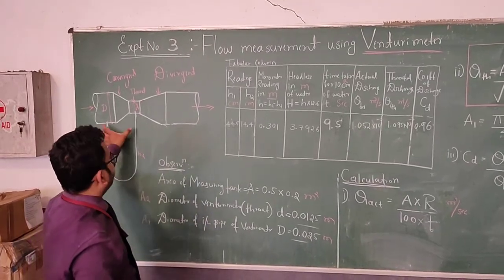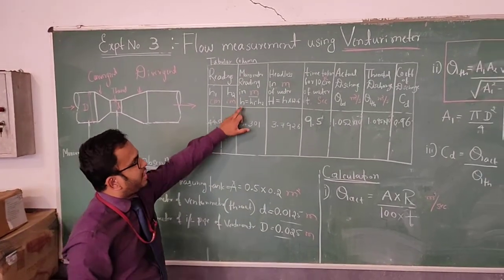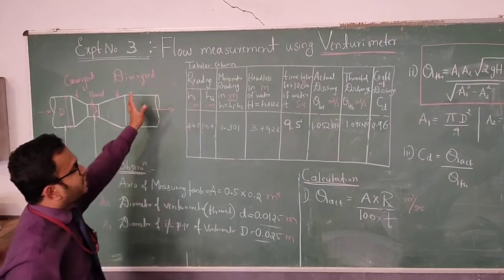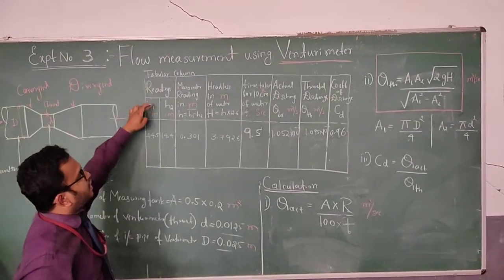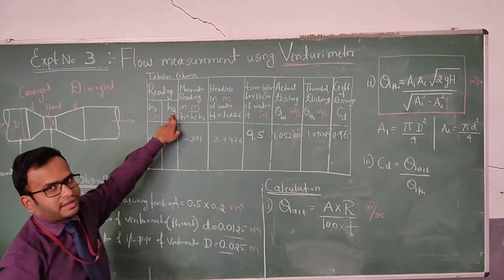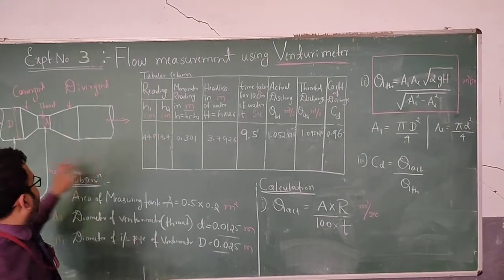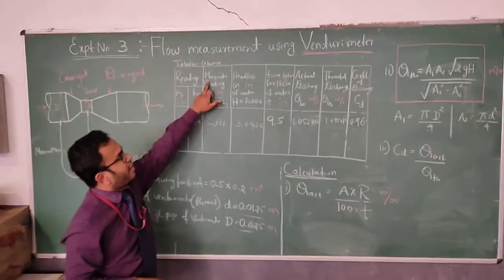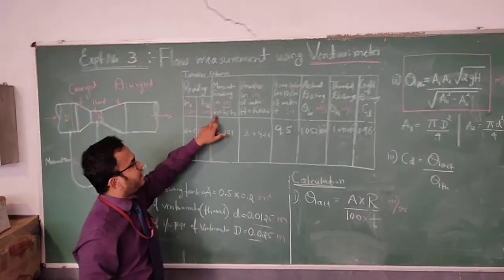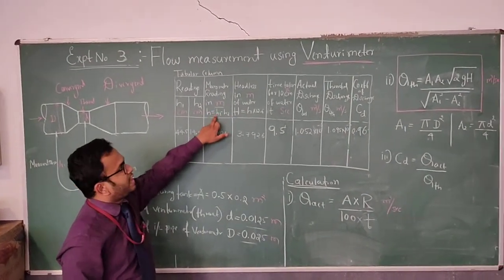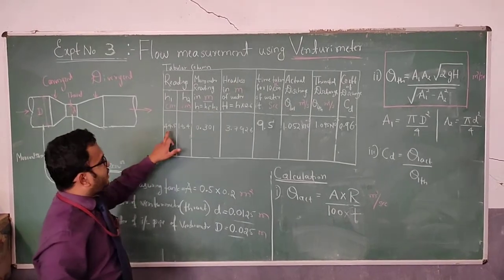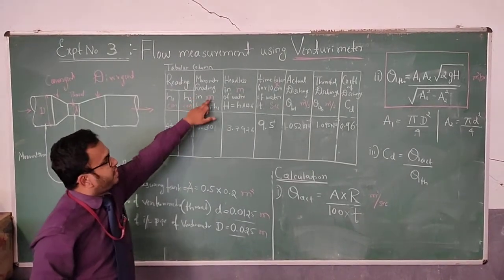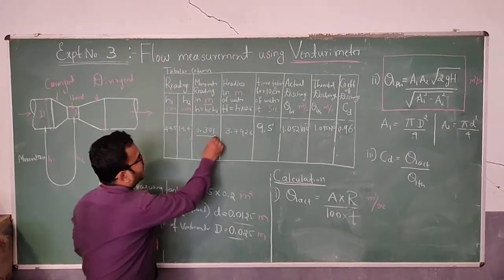So whatever pressure difference we are getting, that is measured in terms of H. This is the tabular column where the readings H1 and H2 are taken from the manometer. H1 and H2 are taken in centimeters, and the manometer reading in terms of meter is H equal to H1 minus H2. So that is the difference between these two. In terms of meter, we are getting the value 0.301.